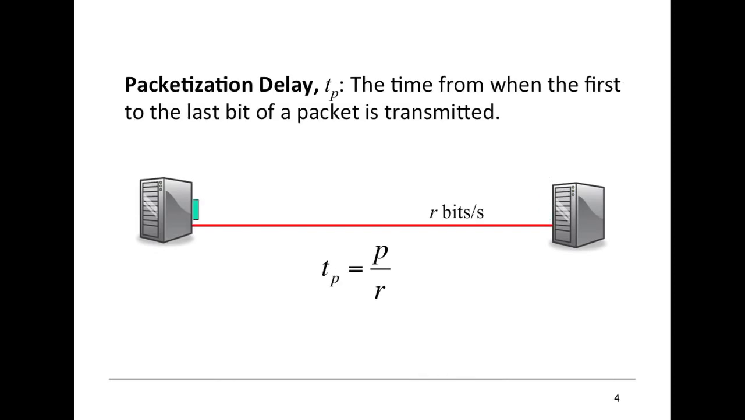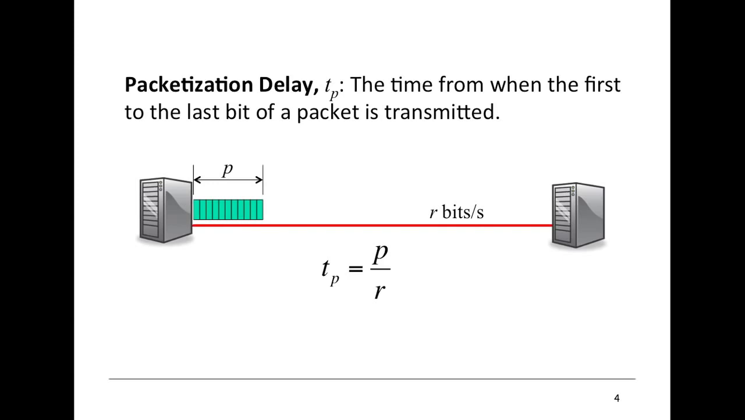Another useful definition is the packetization delay. This is the time from when the first bit of a packet is put onto the link until the last bit is put onto the link. Let's take a look at an example here. See that packet there going onto the link? The time that it takes to put all of the bits onto the link is going to be a function of the number of bits we're putting onto the link and the number of bits per second that we can put onto the link. So essentially the data rate of a link is determined by how close together we can pack the bits.